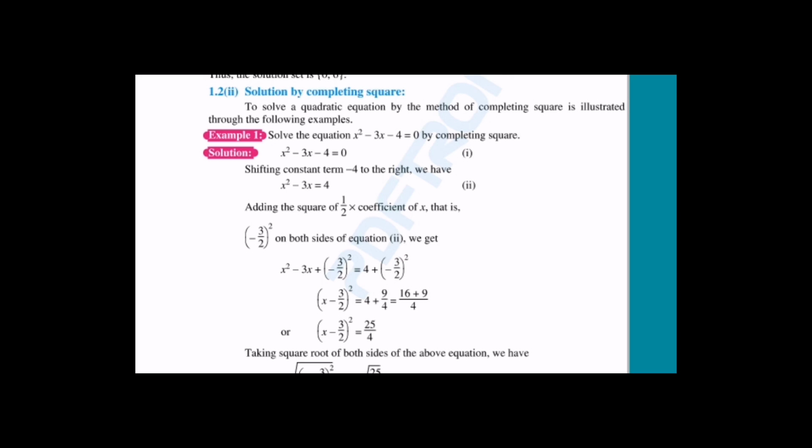Bismillahirrahmanirrahim. In this lecture, we have to solve quadratic equations by the completing square method.